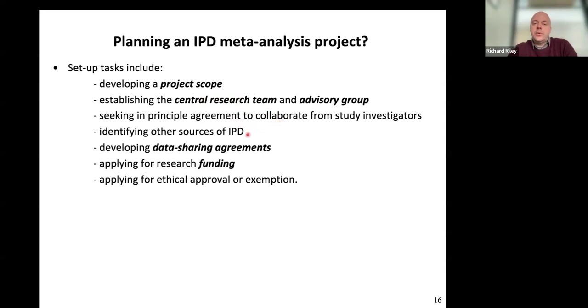We may look for other sources of IPD. So some IPD projects, for example, in prognosis research, would get data that are routinely available, not just from studies, but from data sources. We need to develop data sharing agreements. So that's getting contracts in place to be able to provide for a collaborator to supply their data. We need to apply for research funding. This is not a quick undertaking, so getting funding to make sure the project is properly resourced is very important.